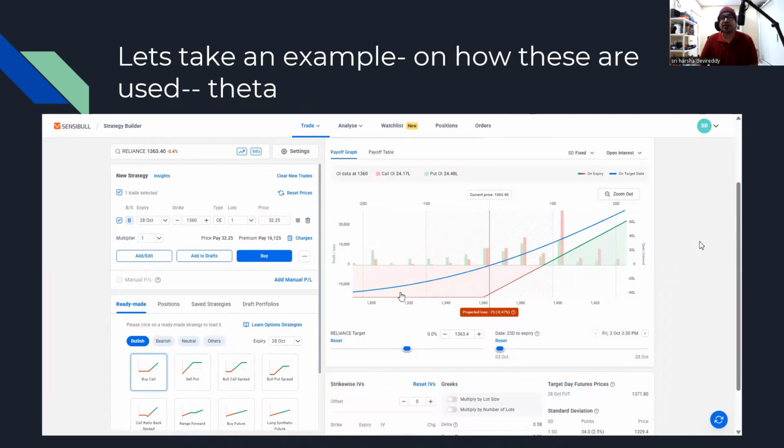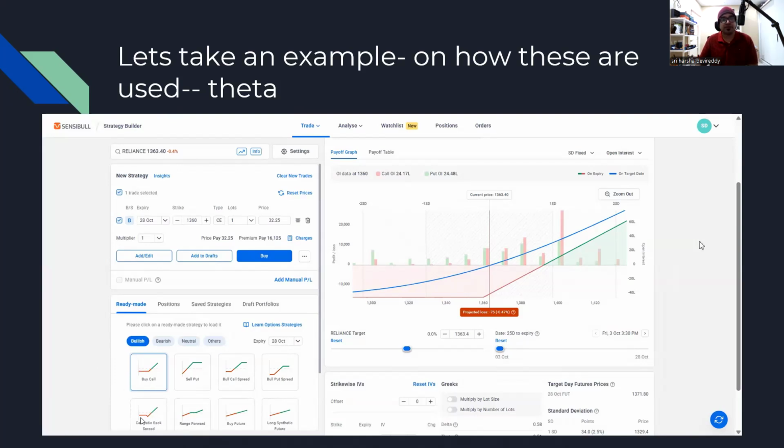And I told you to only concentrate on this blue line. Now concentrate on this blue line. So you can use Sensible to simulate future, past, everything you can use to simulate. Right now, what we will simulate is, how many days are there to expiry? 25 days.